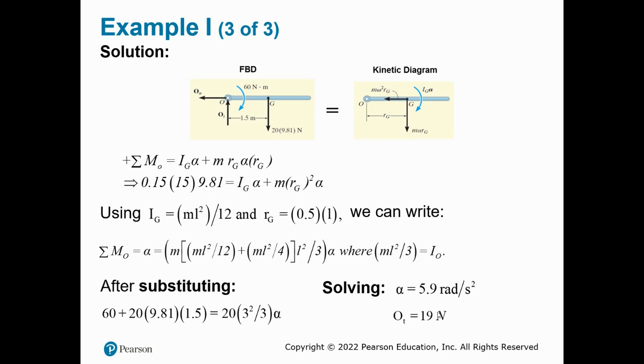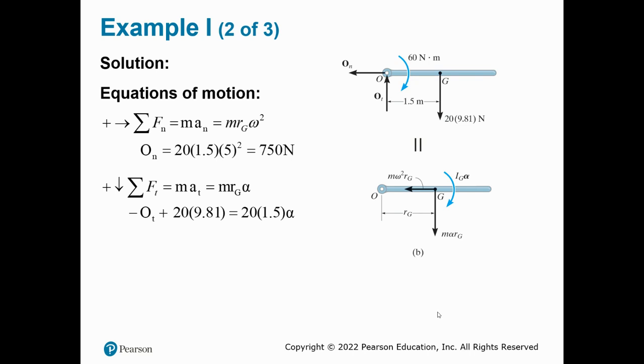Next thing is ON, right here: 750 Newtons from our first equation. That's only one unknown there.